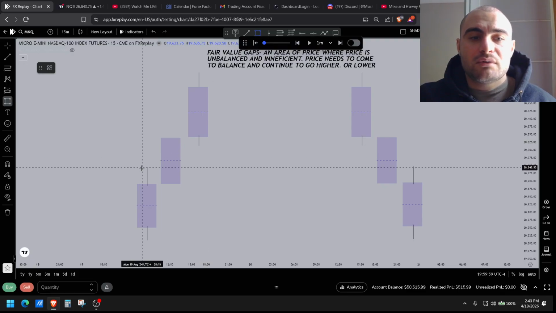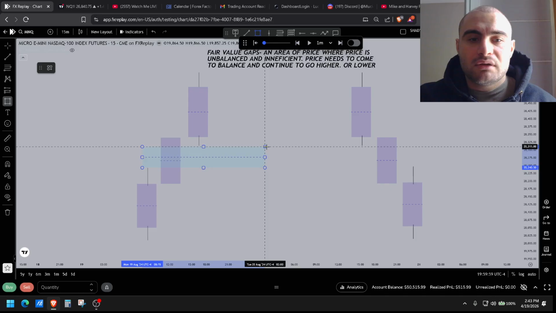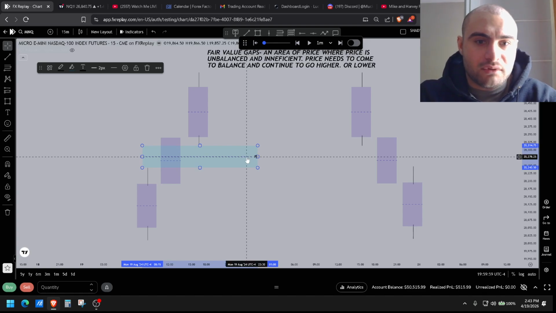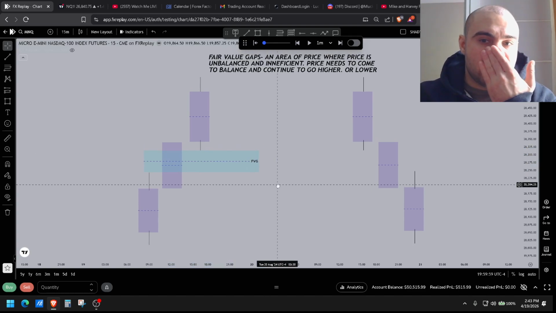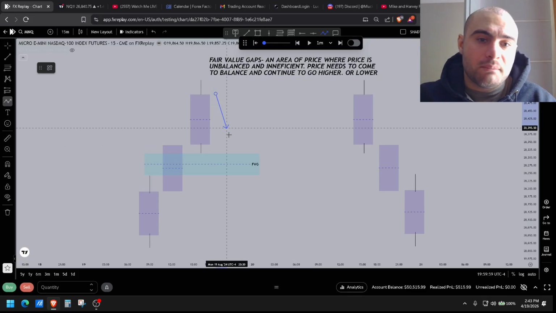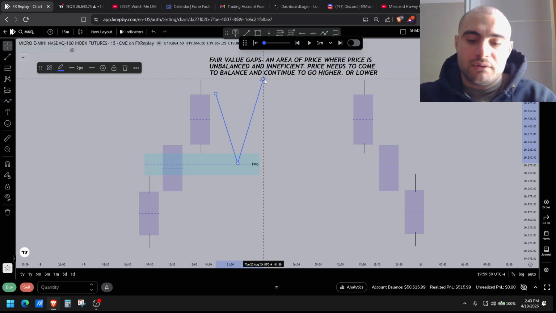So if you were to mark this out, it'd go from the bottom of this wick to the top of this wick, sorry, to the bottom of this wick. So this is now your fair value gap. And this is fractal. This can be on all time frames. But now what price is going to do is it's going to come back down, touch this, and it's going to continue to go higher, right?